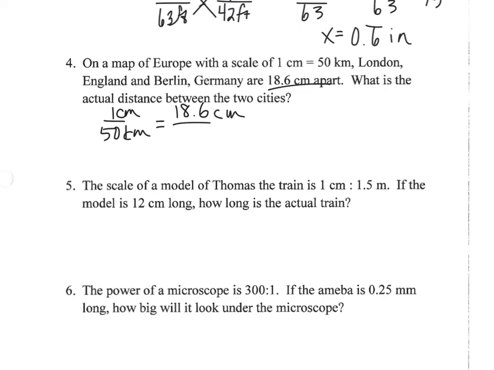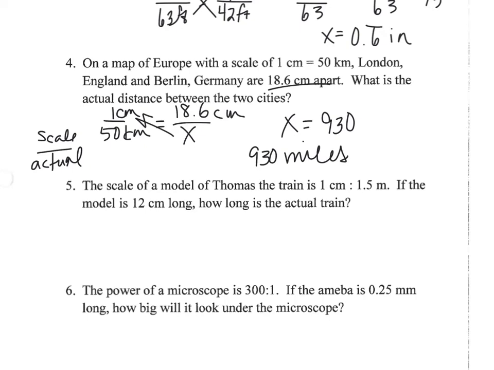So you're going to look for the actual distance, because just remember, when you deal with a scale, it is always your scaled measurement to your actual measurement. Okay, so use your cross products again. X times 1 is just x equals, and then you have 50 times 18.6, which is 930. So what's the actual distance? It's going to be 930 miles.